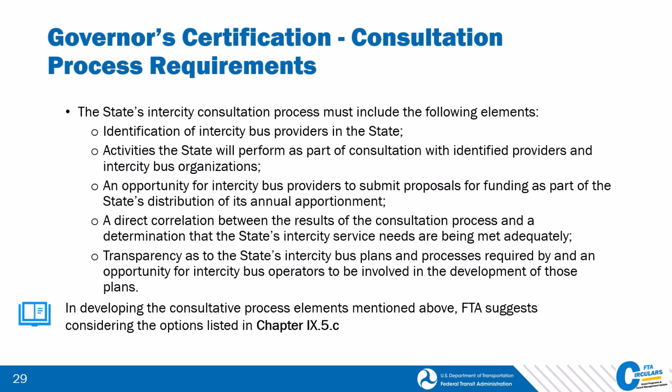The requirements of the consultation process include identification of intercity bus providers in the state, activities the state will perform as part of consultation with identified providers and intercity bus organizations, an opportunity for intercity bus providers to submit proposals for funding as part of the state's distribution of its annual apportionment, a direct correlation between the results of the consultation process and a determination that the state's intercity needs are being met adequately, and transparency as to the state's intercity bus plans and processes, and an opportunity for intercity bus operators to be involved in the development of those plans. In developing the consultative process elements mentioned above, FTA suggests considering the options listed in Chapter 9.5.c.